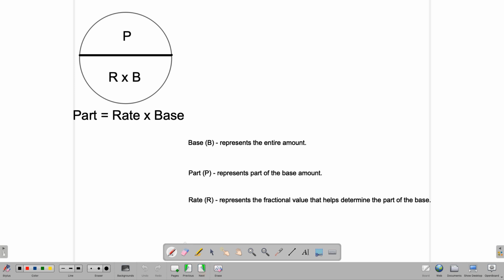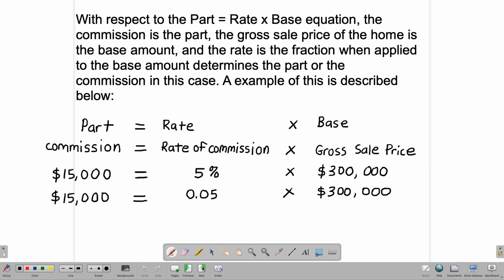Now, the base represents the entire amount, the part represents part of the base amount, and rate represents the fractional value that helps determine the part of the base. With respect to the part equals rate times base equation, the commission is the part, the gross sales price of the home is the base amount, and the rate is the fraction that, when applied, helps determine the commission in this case.